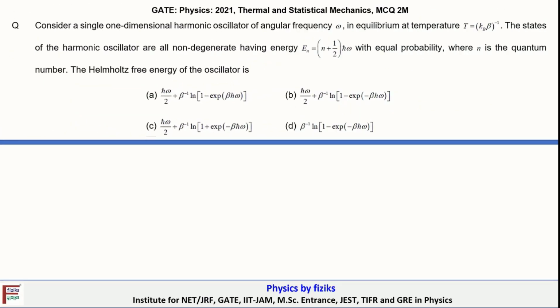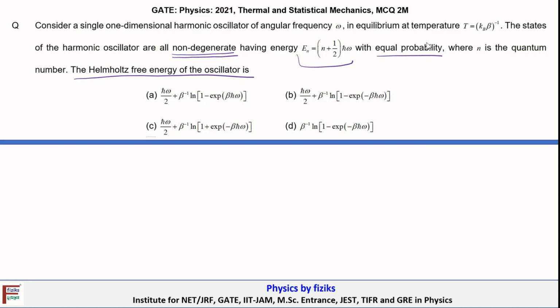Let's continue with the next question. This question was asked in the GATE Physics Examination 2021 for 2 marks. The statement is, consider a single one-dimensional harmonic oscillator of angular frequency omega, which is in equilibrium at temperature T. The states of the harmonic oscillator are non-degenerate. Okay, so all the energy states are non-degenerate, having energy given by En equal to n plus half h cut omega with equal probability, where n is the quantum number. Now we have to find the expression for the Helmholtz free energy of the oscillator.